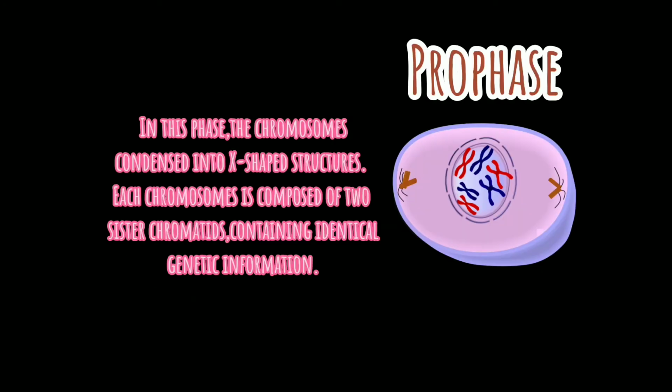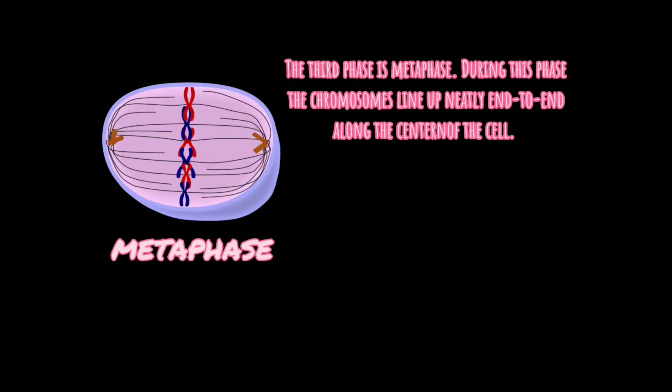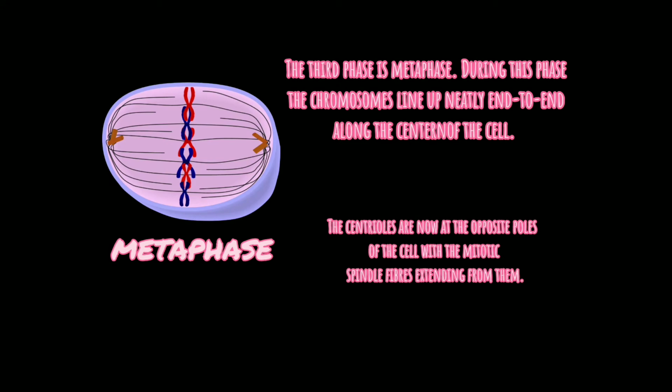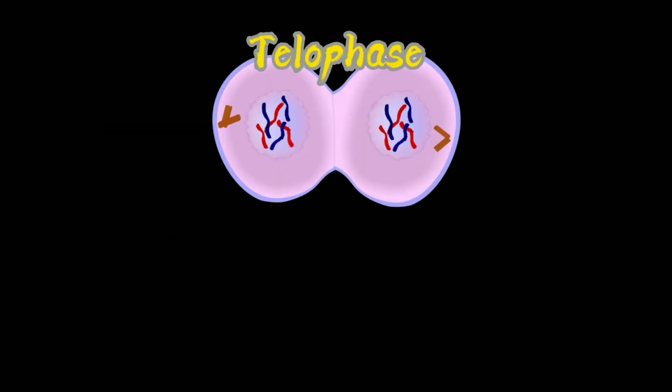The second phase in mitosis is prophase. In this phase, the chromosomes condense into egg-shaped structures. Each chromosome is composed of 2 sister chromatids containing identical genetic information. The third phase is metaphase. During this phase, the chromosomes line up neatly end to end along the center of the cell. The centrioles are now at the opposite poles of the cell with the mitotic spindle fibers extending from them.